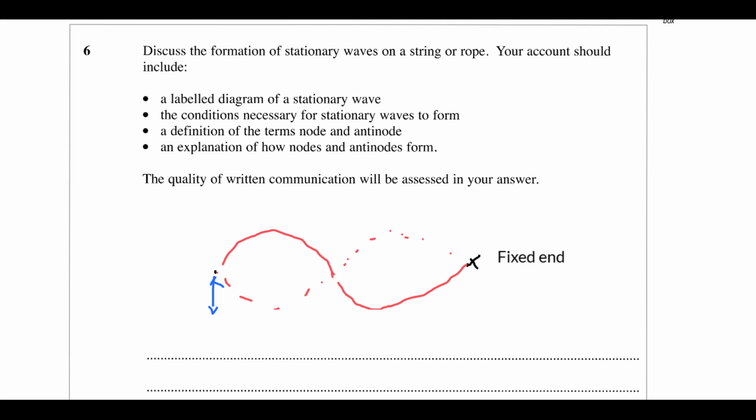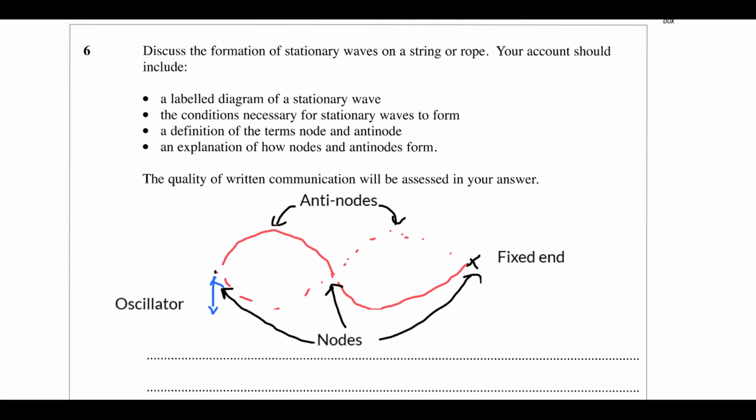So we've got a fixed end. We've got an oscillator at that location, and let's label a few features. So we've got antinodes, and where are those? Let's indicate those in our diagram. So you've got one there, you've got one there, and we've also got some nodes, and let's indicate where those are. We've got one there, and we've got one right over there. So that's generally the setup. So that's our labeled diagram of a stationary wave.